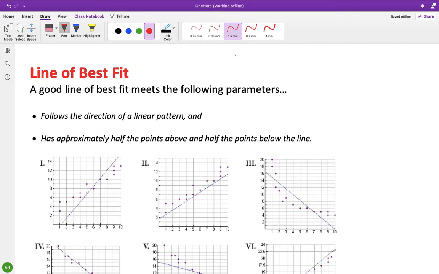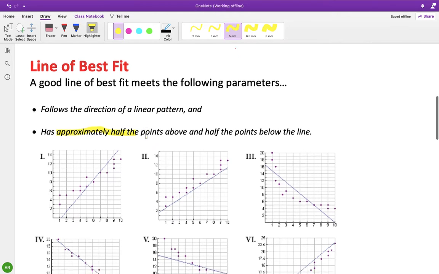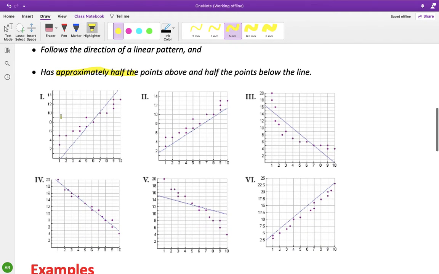The second part is you want to have approximately half the points above and half the points below. Okay, so I don't want you to fixate on it being exactly 50-50, but basically what that's saying is the line should go in the middle of the dots. So we have some examples here to look at. Example one, this is not a good example of line of best fit because it's about 50-50, but I mean, the line should be doing something more like this, going in the middle there, right?